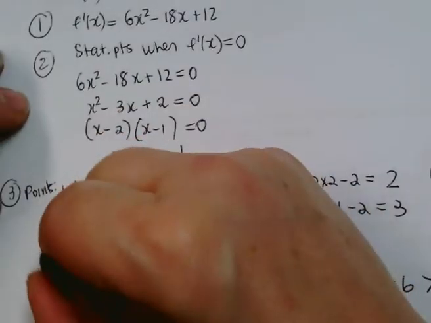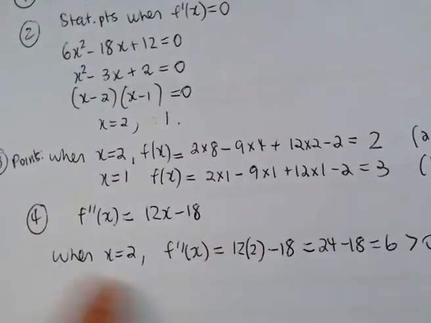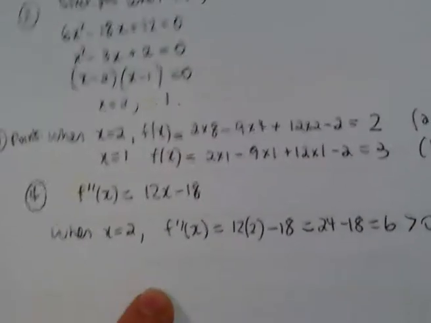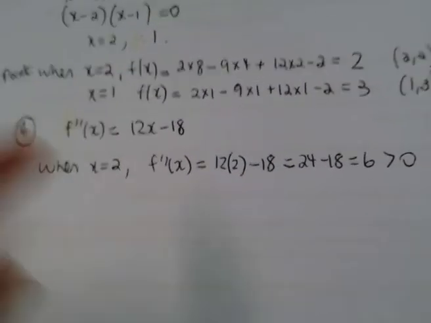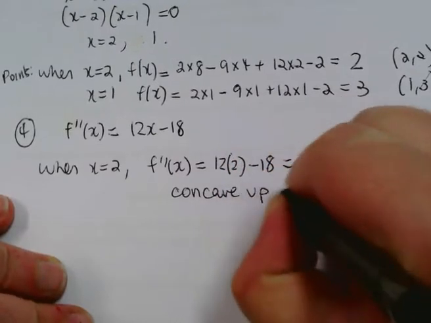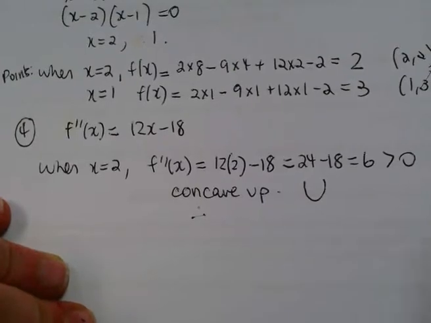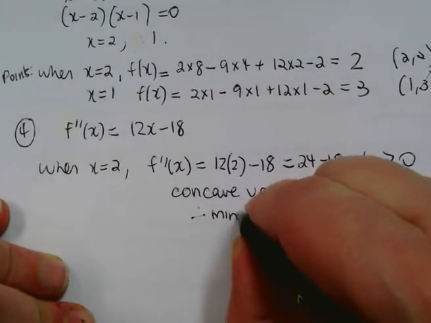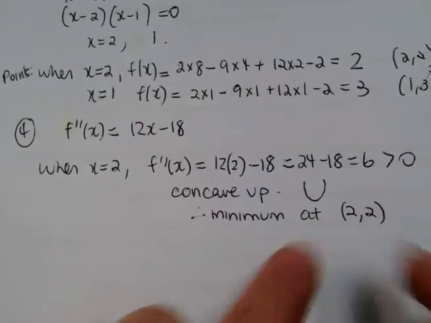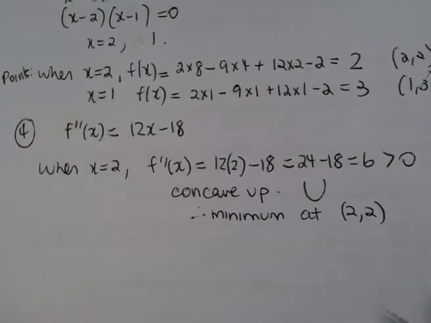Then, next bit, do the second derivative and substitute in your x values, because you want to see what's happening with the second derivative when x is 2. Now when x is 2, the second derivative is greater than 0, so you write concave up and you draw it, and then you say therefore, because you draw it, you can see it's a minimum at 2, 2, because I already know when x is 2, y is 2. So we do the second derivative, then we substitute in our x values.